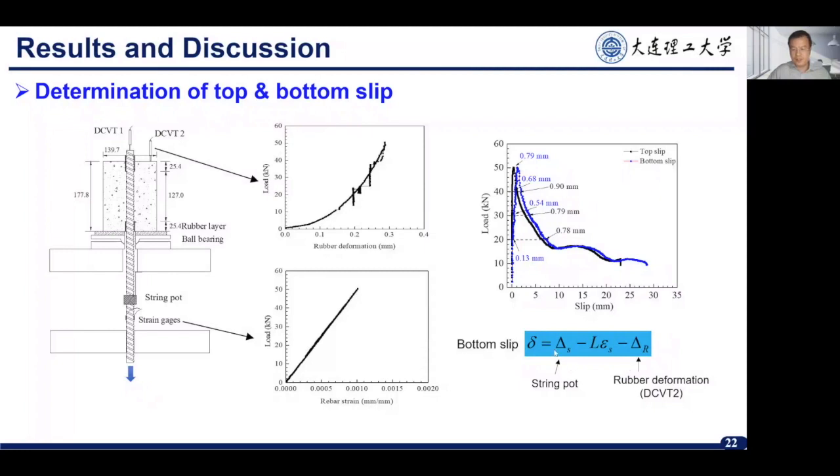The bottom slip is obtained using this equation. This part measures the elongation, the total deformation during the pull-out test, minus the elastic deformation of the steel rebar, which is from the strain gauge, and minus the deformation of the rubber layer, so we can get the bottom slip. Actually, I think the role of this strain gauge is to calculate the bottom slip. We want to see the difference between the relative movements here and here. So that's why we use a strain gauge.